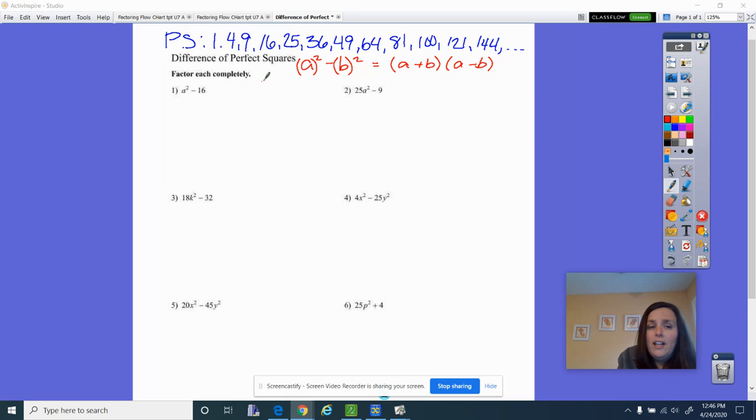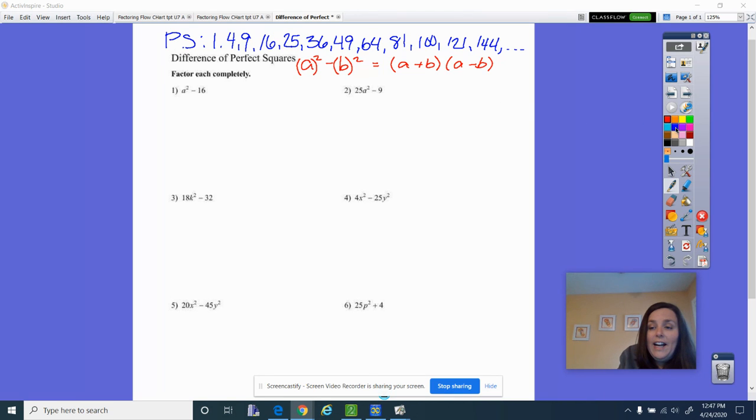Okay. Don't forget that your difference of perfect squares rule is a squared minus b squared equals a plus b times a minus b. So you need to have a minus sign and you need to have two perfect squares.